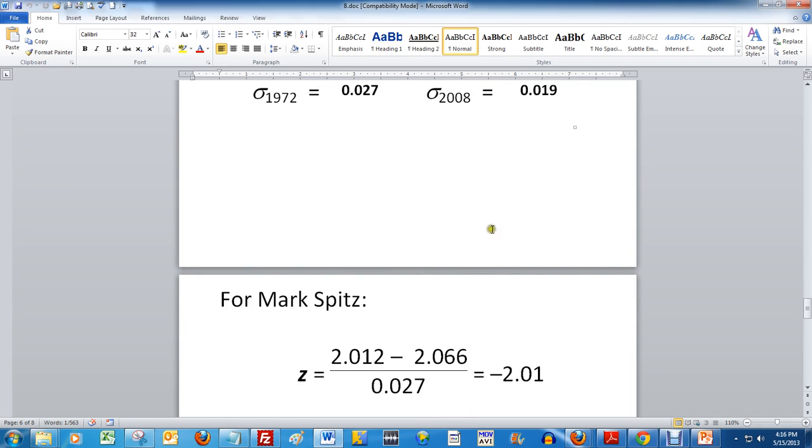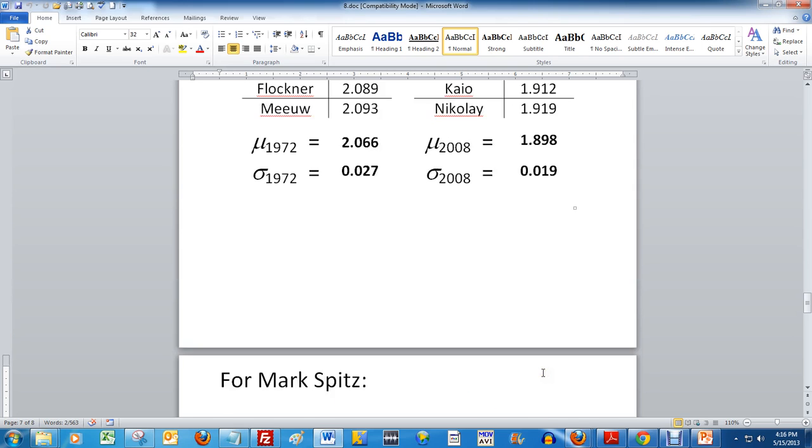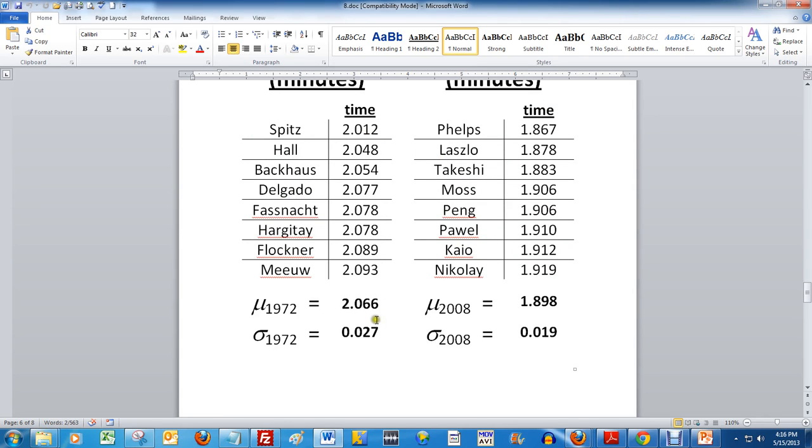So here's Mark Spitz's z-score. I take his finishing time. That's what I call his raw score. I subtract the average length of time from his round and divide it by the standard deviation of his rounds, and I get negative 2.01. All that means simply is that Mark Spitz, his time is 2 standard deviations below the average of 2.066.